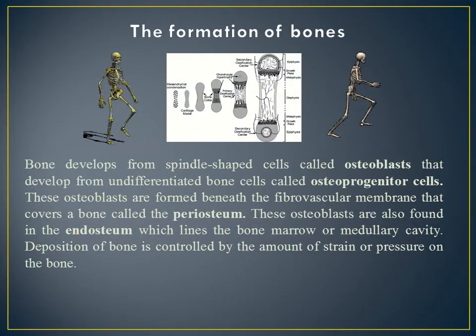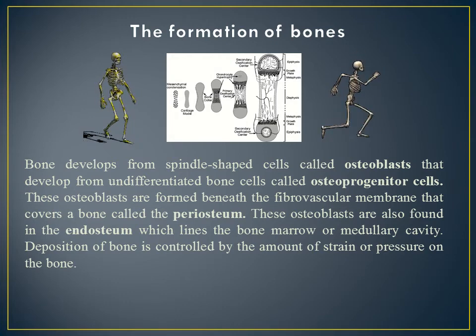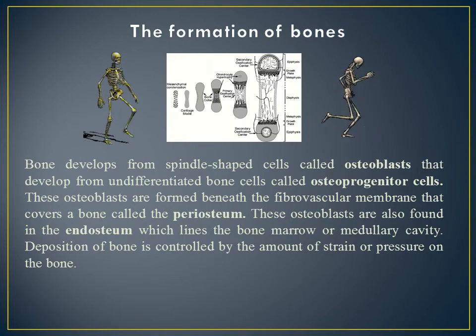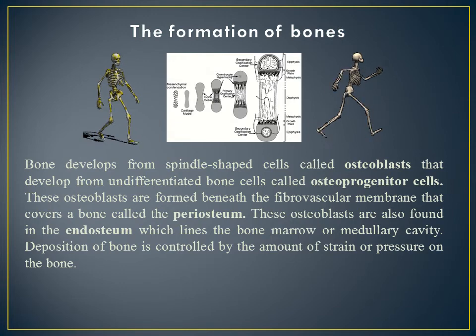Bone develops from spindle-shaped cells called osteoblasts that develop from undifferentiated bone cells called osteoprogenitor cells. These osteoblasts are formed beneath the fibrovascular membrane that covers a bone called the periosteum. These osteoblasts are also found in the endosteum, which lines the bone marrow or medullary cavity. Deposition of bone is controlled by the amount of strain or pressure on the bone.